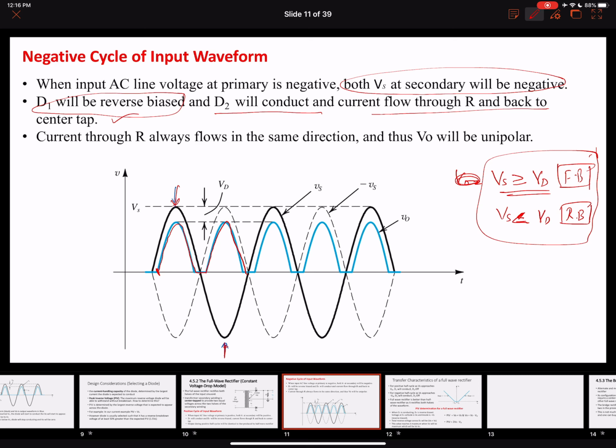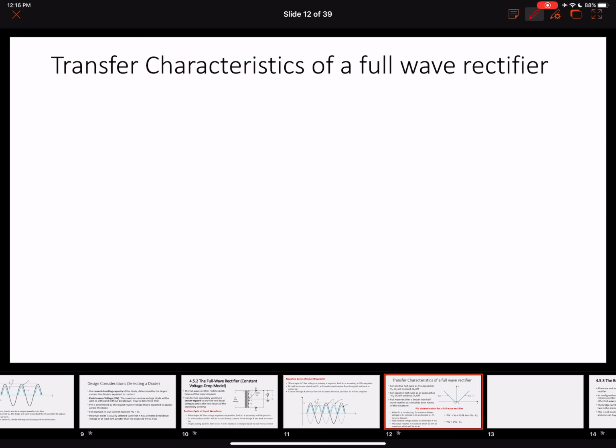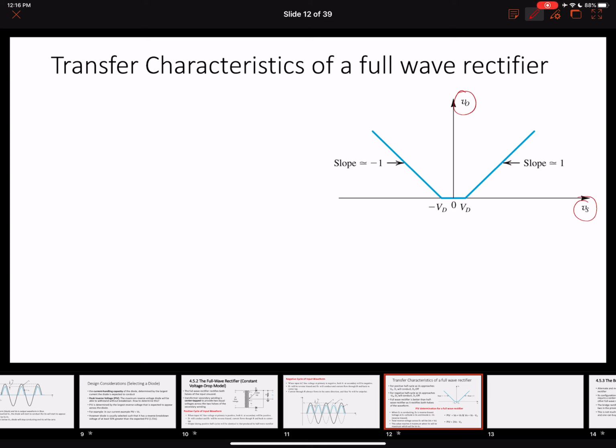Okay, so let's look at the transfer characteristics for a full wave rectifier. So this is the transfer characteristic again. This is the input and this is the output, and we can easily determine that. This is when D1 is on and D2 is off, and this is when D1 is off and D2 is on. As soon as our input voltage becomes greater than or equal to Vd, diode 1 will start to conduct, and this is the voltage drop that will start to appear across the output.